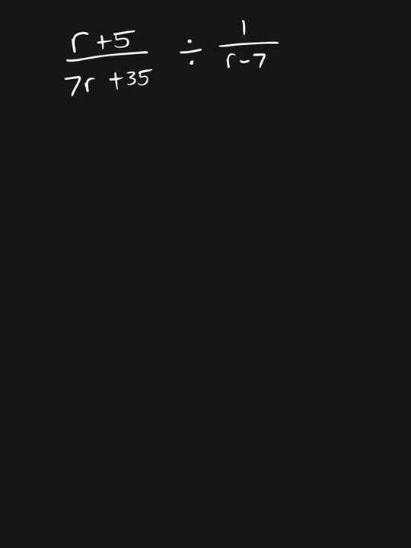So let's start looking at this, r plus 5 over 7r plus 35. I'm going to keep it, change it, flip it. So I'm going to rewrite this first fraction, r plus 5 over 7r plus 35. I'm going to change the sign from division to multiplication, and then I'm going to flip it. So it's 1 over r minus 7. Now the r minus 7 is going to be on the top, and the 1 is going to be on the denominator. So this is just like a multiplication problem.